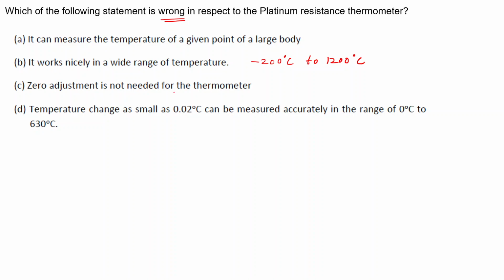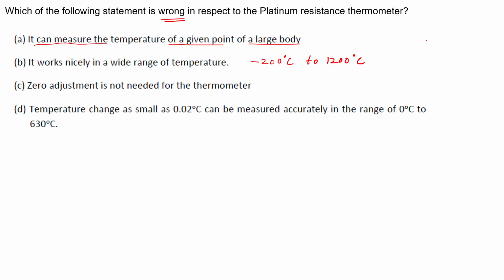Zero adjustment is not needed for the thermometer. For any measurement equipment, zero adjustment is always needed. Temperature change as small as 0.02 degrees centigrade can be measured accurately in the range of 0 degrees centigrade to 630 degrees centigrade. This is also a standard known fact about PRT. We will discuss the PRT in detail in next week's lectures. But this fact is also true about PRT. So what is wrong here is that PRT can measure the temperature of a given point of a large body.